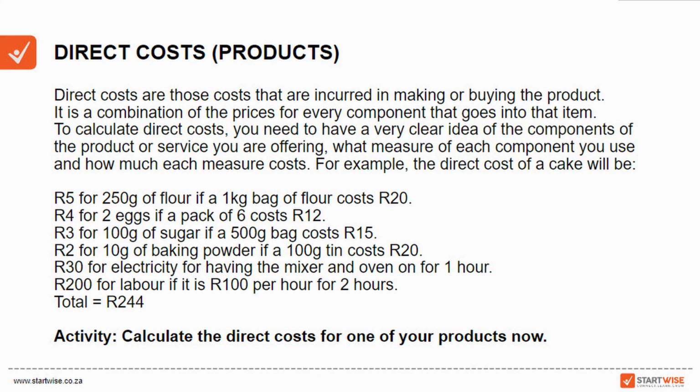So as you can see, we've added everything up, and the total direct cost for baking a cake is 244 Rand. So again, I'm going to give you a few minutes now for you to just take one product in your business, or perhaps if you've got a service business, you can work on that and calculate exactly how much the direct cost is of making that one product.